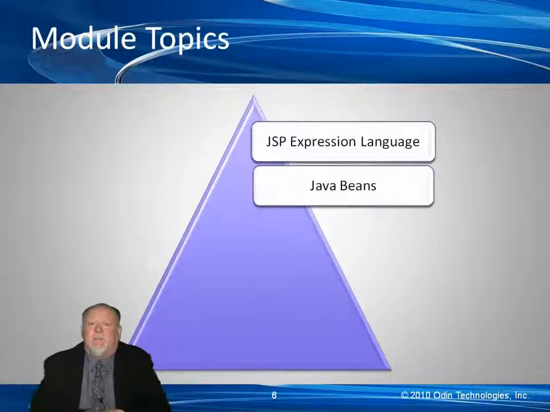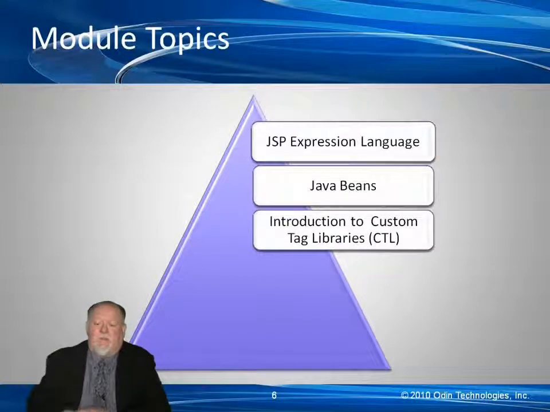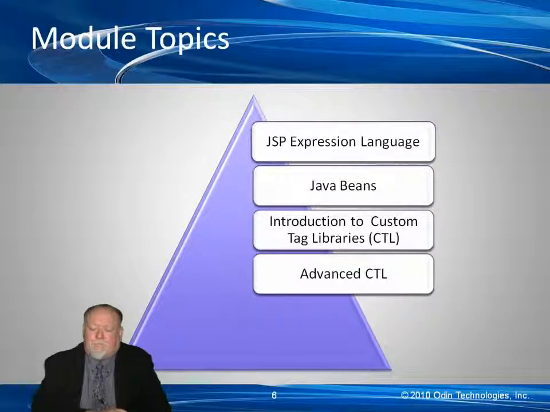We need to take a look at JavaBeans because that will be our primary data holder. And we've used the term a couple of times, data bucket. That's really what JavaBeans are going to be. How do we pass data from one component in our web app to another? And then we'll start to look at custom tag libraries and what do they do for us? How do they further simplify the development of JSPs?